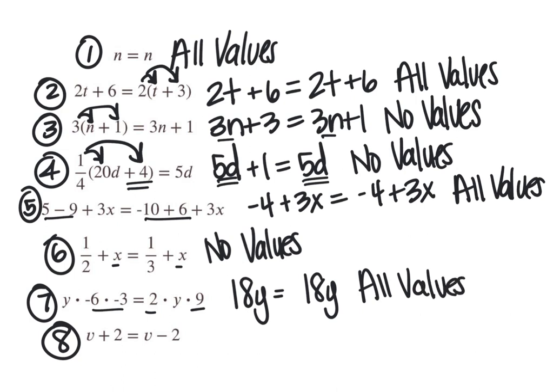Now, last one, we notice that we got a v term on both sides. But on the left, we're adding 2, and on the right, we're subtracting 2. So again, we're starting with the same number, but we're doing 2 different things to it. Is there going to be a situation where it's going to be balanced? No. So this one is going to be no values.